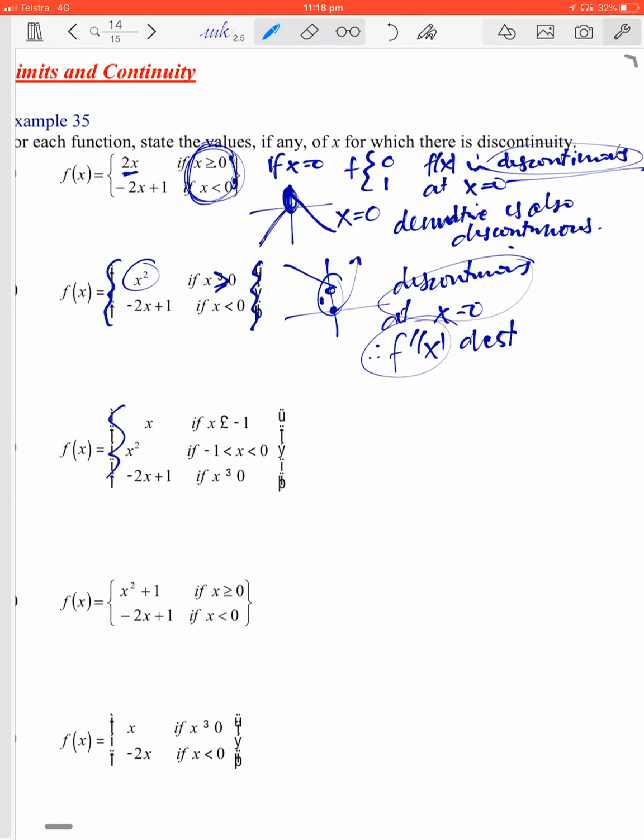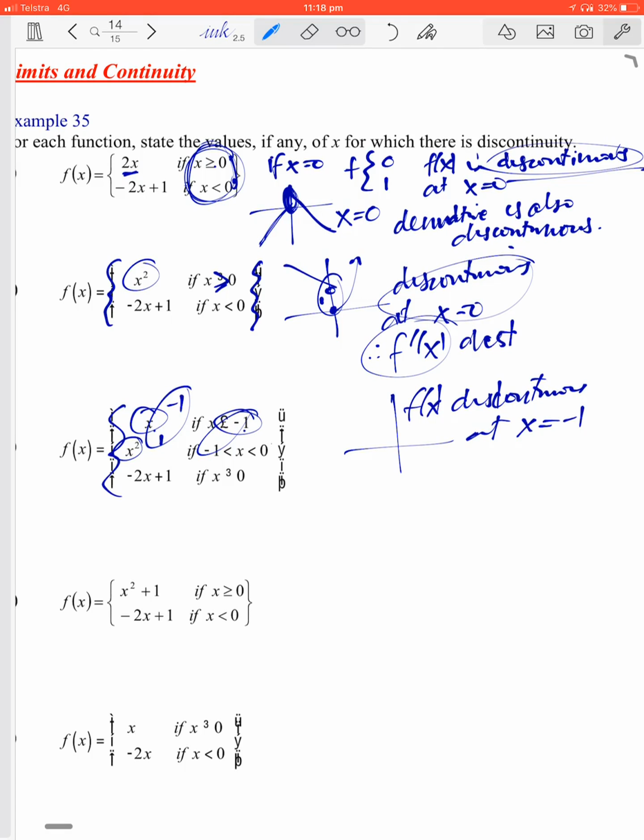This one here, if we were to sketch it, when x equals negative 1, if I put negative 1 into here, I get positive 1. So because there are two different y values, we can say f of x is discontinuous at x equals negative 1. And then we test at 0. If I put 0 into here, I get 0. And if I put 0 into here, I get 1. Because they're also two different values, it's discontinuous at x equals 0.